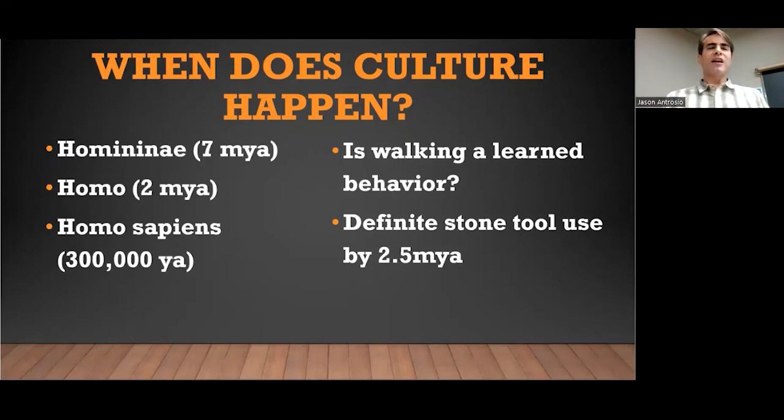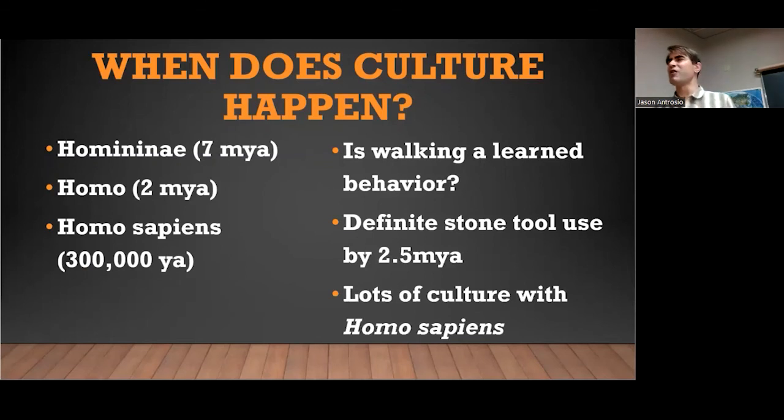The people who say culture happens back with the genus of Homo would point to the archaeological evidence that we can see in the archaeological record, widespread stone tool use as of at least 2.5 million years ago, maybe 3 million years ago. So if you have stone tools, you have to be able to make those tools, transmit them, learn how to use whatever it is you're using. So a lot of people would probably put culture, the distinct evidence of culture, back about 2 to 3 million years ago.